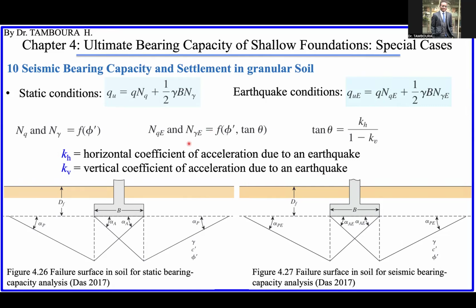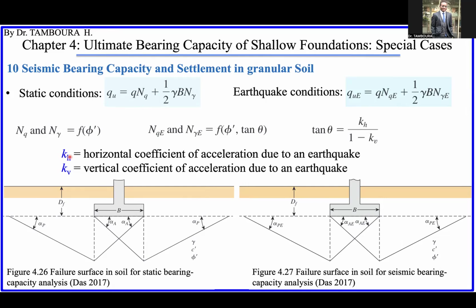Okay, so anyway, you can see now how this is just showing that this is a function of this. Okay, and these two bearing capacity factors are functions of this and this. Okay, so let's go now and explain.